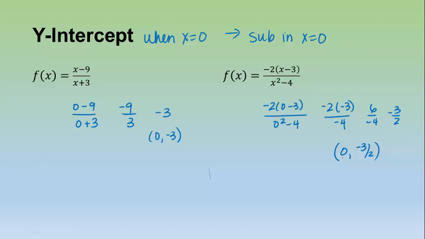0, -3 halves. For y-intercepts, you will only ever have one y-intercept, and that is because if I had two y-intercepts, then this would not be a function. So you will only have one. Write it down that you will only have one y-intercept.